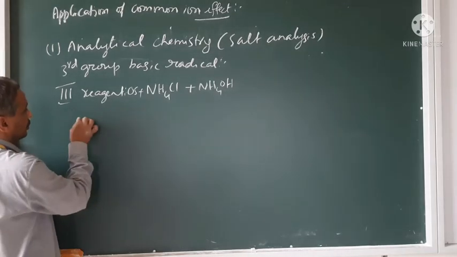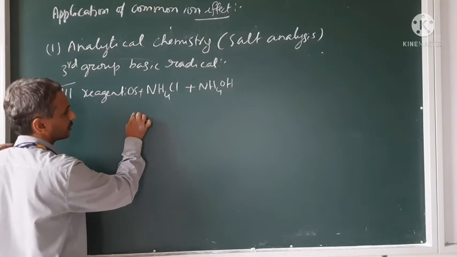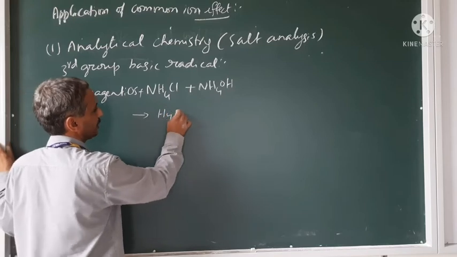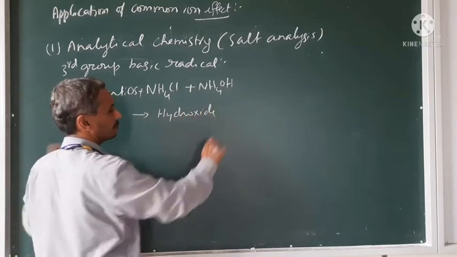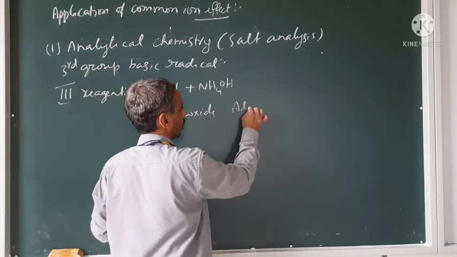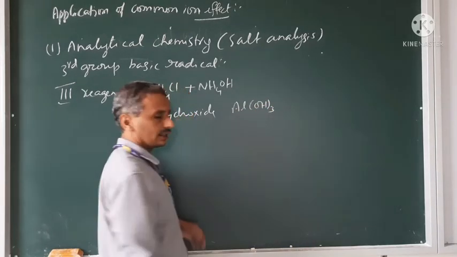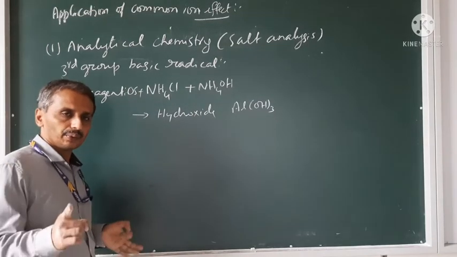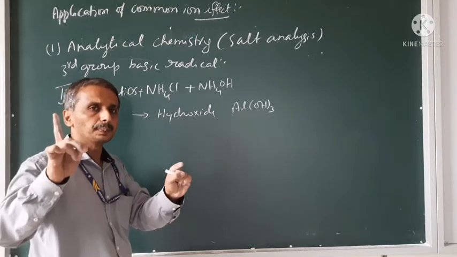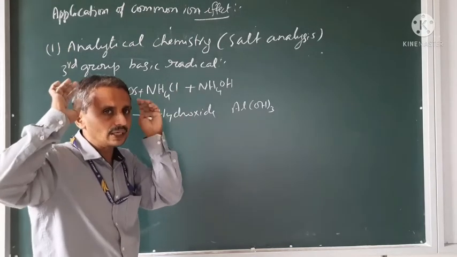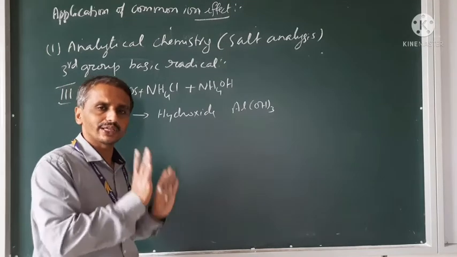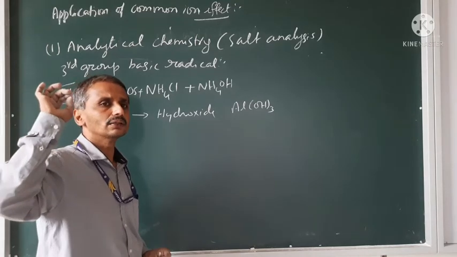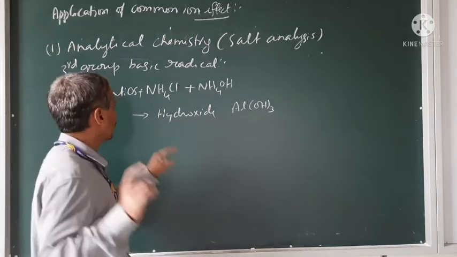And how does the third group radical precipitate? Third group radicals precipitate as their hydroxides. If aluminium is there, aluminium hydroxide. If iron is there, iron hydroxide, etc. Now, in the third group, I get the aluminium hydroxide white precipitate or the iron hydroxide precipitate. But that does not mean that other cations are not reacting with this reagent.